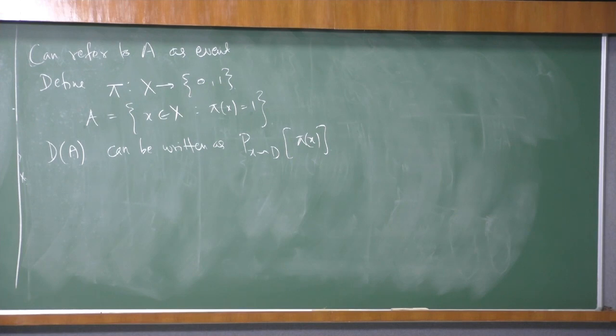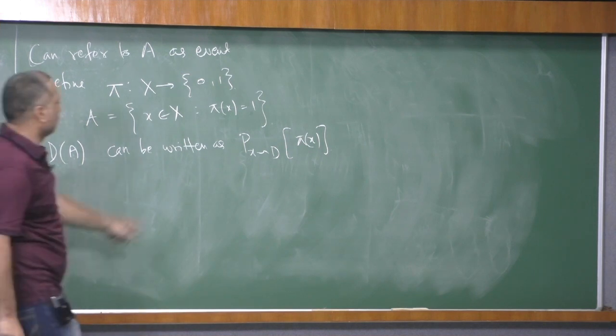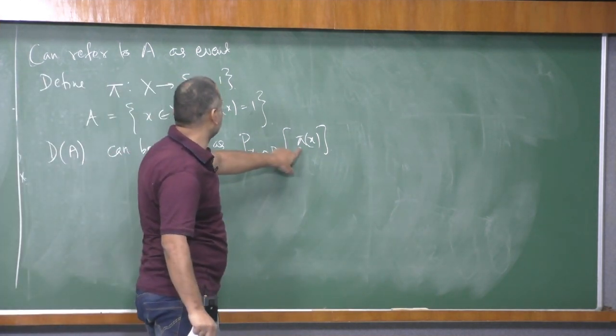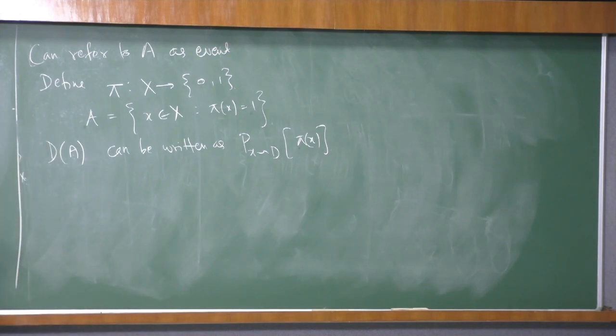And then dA we can write as, again this is another notation here, probability of pi(x).